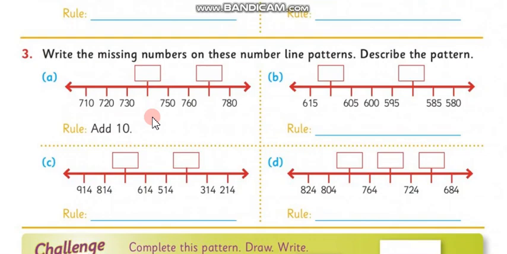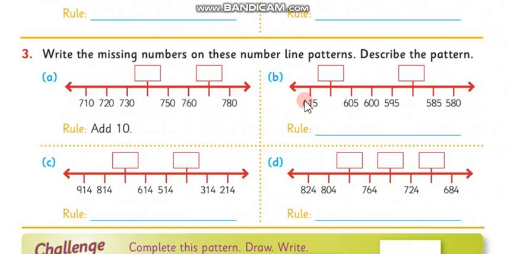In our next question, we have some number lines, but the number lines are incomplete. We're missing some numbers here that we need to fill in. Let's look at the patterns in the line. 710, 720, 730. And we're given the rule, it's to add 10. So after 730, what's missing when we add 10? 750, 760, what's missing here when we add 10?